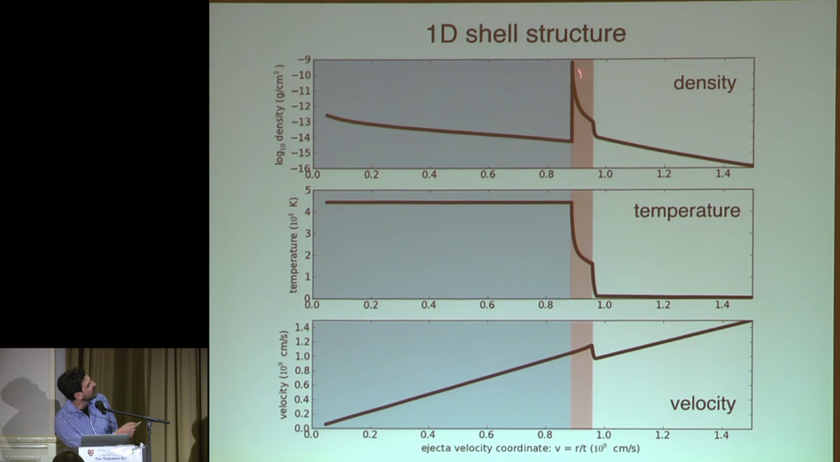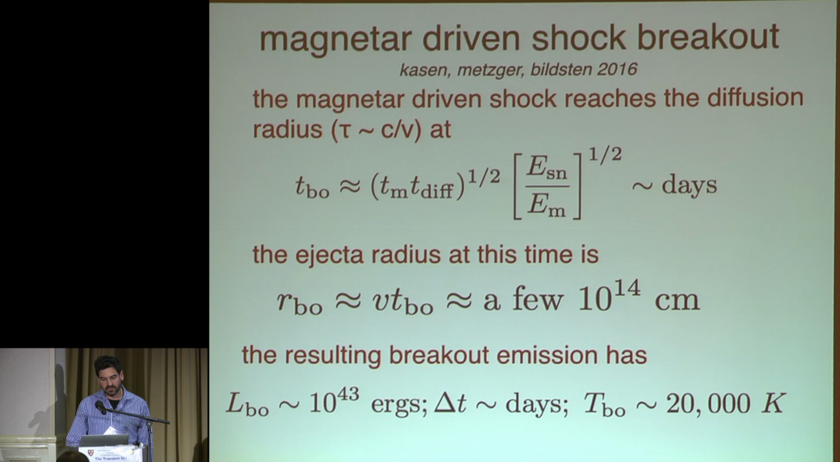Here's the shell, dense shell being driven by the magnetar bubble here. You can see the shock at the leading edge that's heating material, and when that shock reaches the surface, there'll be a breakout of material, breakout of radiation. We can estimate when that shock reaches the surface analytically. Basically, it turns out to be a geometric mean of the magnetar spindown time and the diffusion time, which sets the duration of the light curve. And that happens to be of order days for the typical parameters you see.